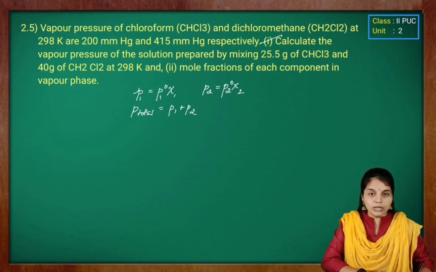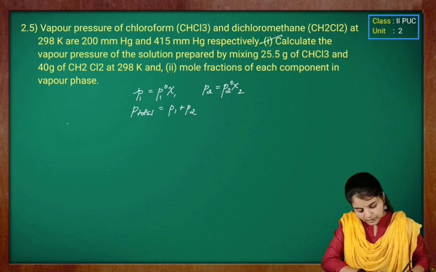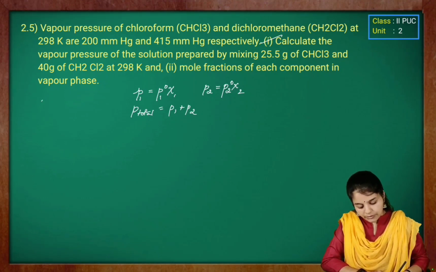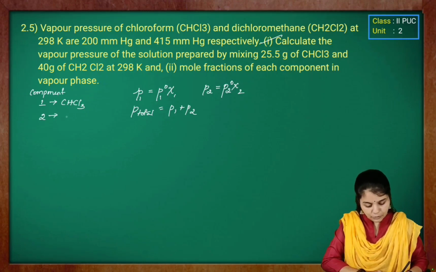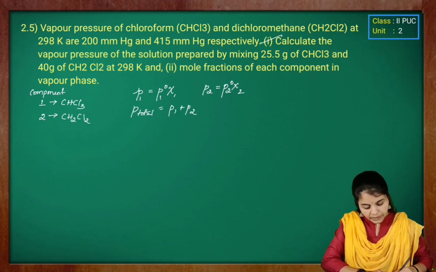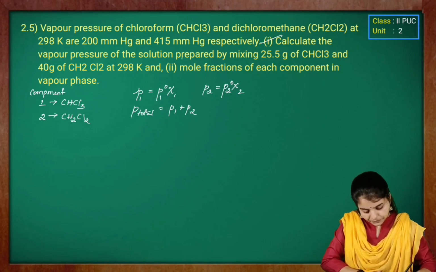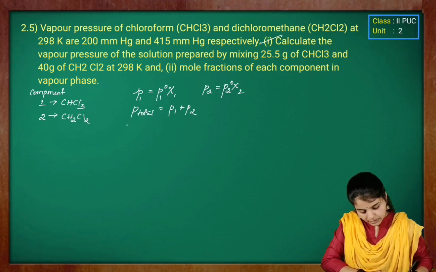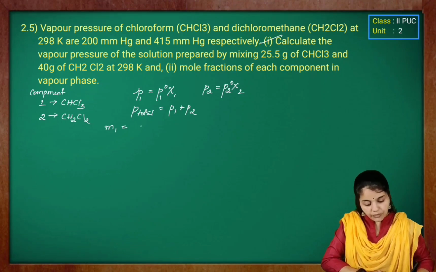In order to find P1 and P2, first of all, let us calculate the mole fractions of 1 and 2. In order to do that, we need to find the number of moles. Here, component 1 is chloroform, and 2 represents dichloromethane, CH2Cl2. This would avoid a lot of confusion. Okay. Now they have given us the masses. So I'll write M1 is the mass of chloroform.